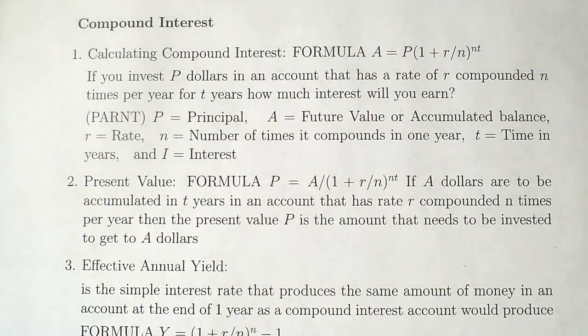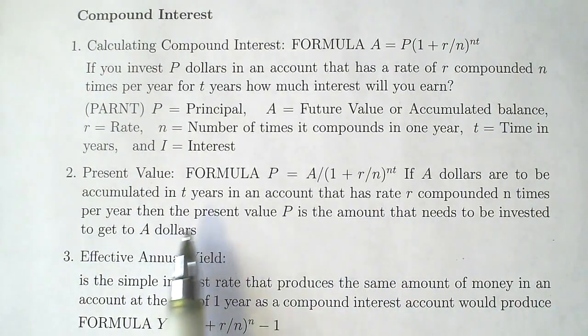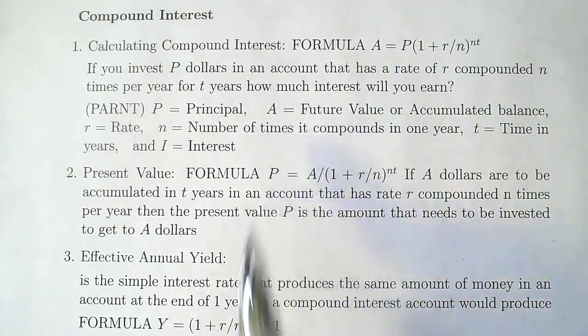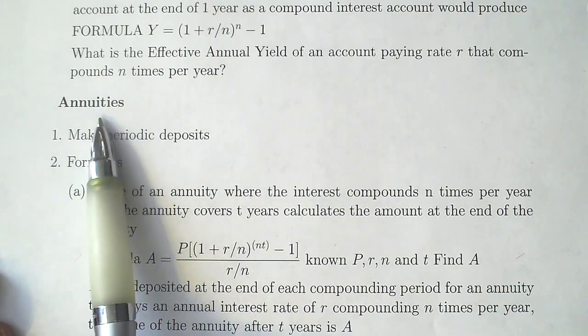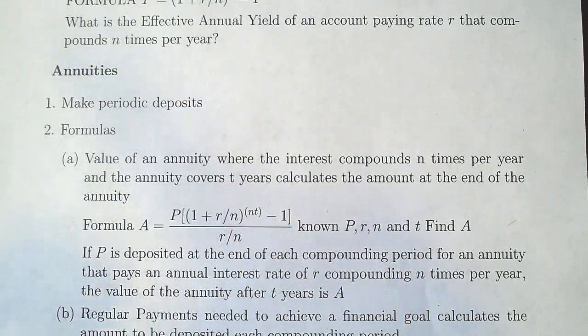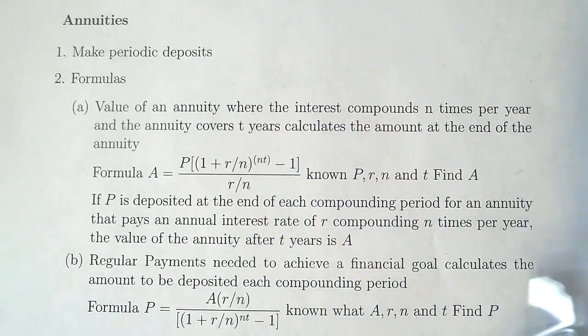Let's see. I don't know if I had anything to add to this page. I think it's just kind of reminding you of some of the formulas: formula for finding A, formula for finding P. So you can read that on your own. Annuities. Remember, annuities are where you make periodic deposits. That might be a deposit every month or a deposit every year. It just depends on the problem. Here are the big formulas that we had. So I don't really have anything to add to this page.